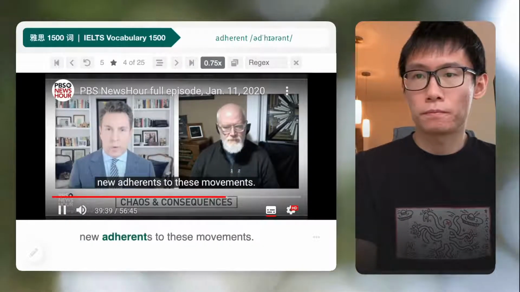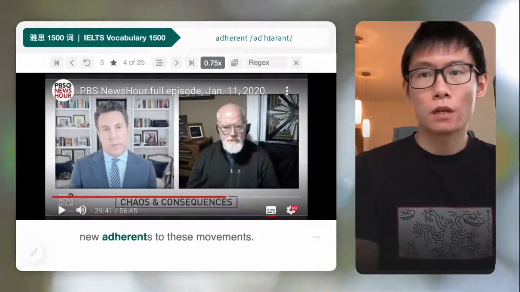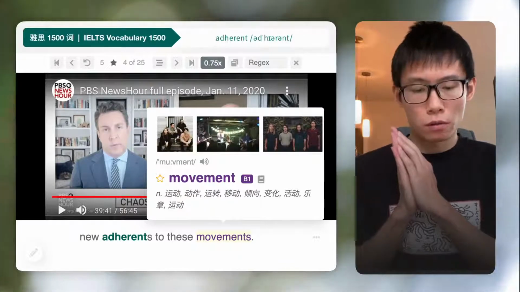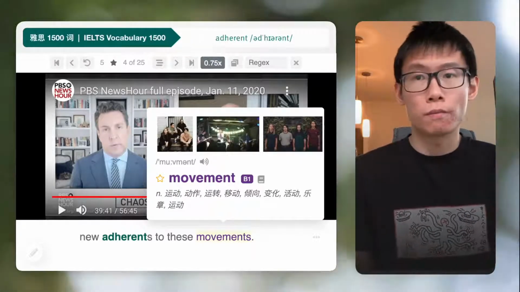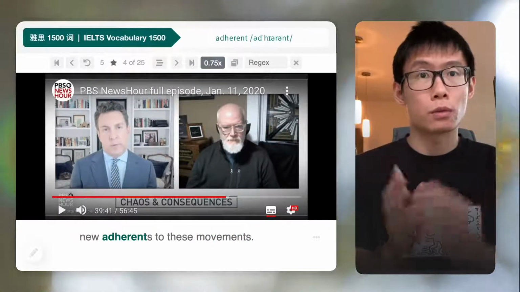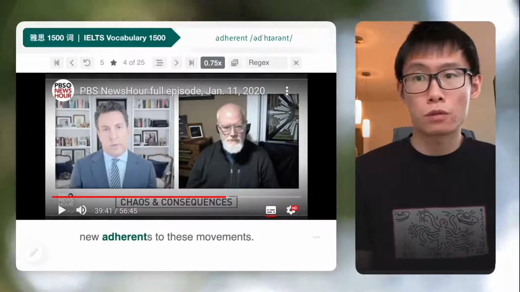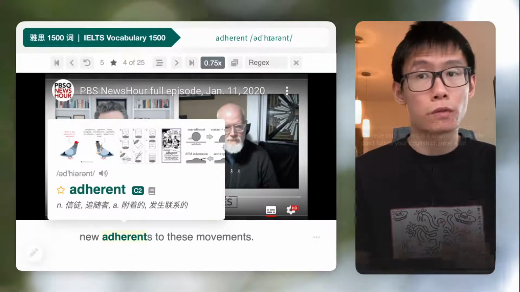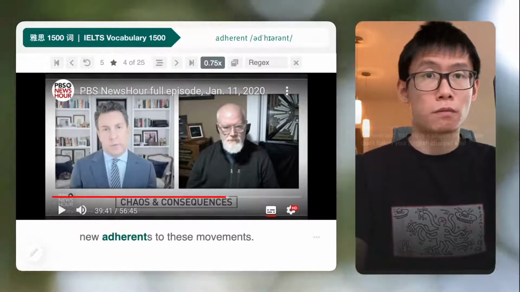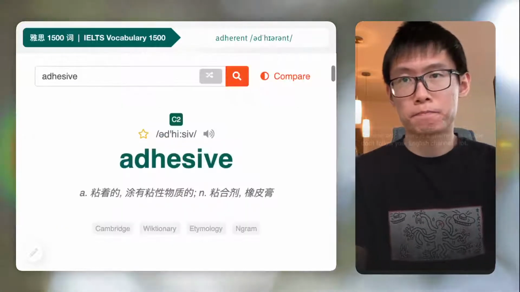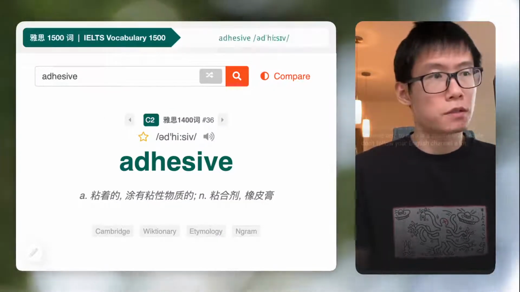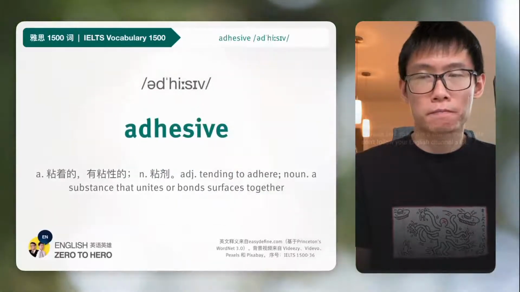And draw new adherents to these movements. Adherents to these movements. A movement means a kind of campaign. Adherents to these movements means they follow and promote this movement, so they are followers of the movement. Adherents to this movement. So adherents are followers, simply put. Questions with adherents?